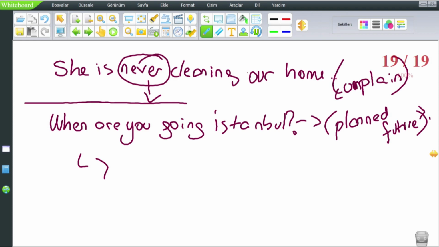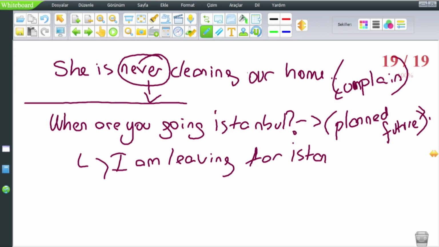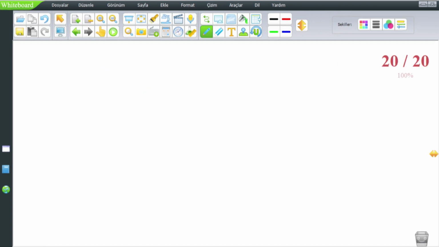And I used present progressive. I am leaving for Istanbul tomorrow night. This is an example that shows you how we use planned future using present progressive.